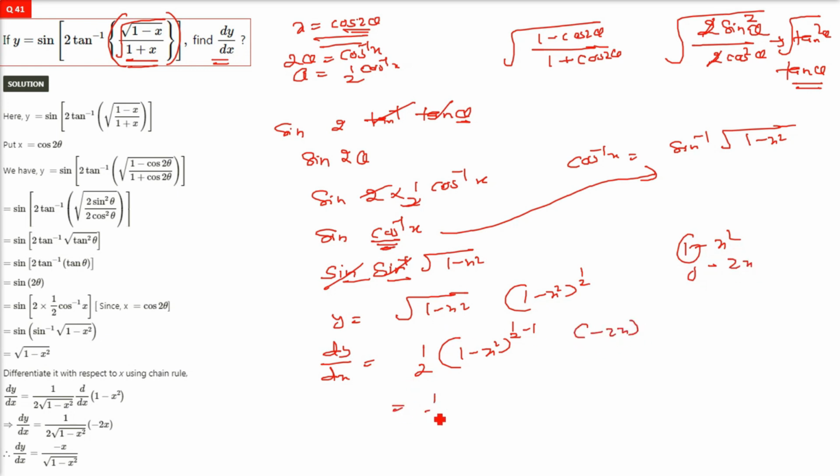It will be minus 2x. So what do you get? Half, this will be negative half. So when you take it to the denominator, it will be (1 minus x square) to the power minus half, which will become plus half. So that is root only. So 2 gets cancelled. You have minus x divided by under root 1 minus x square. Okay.